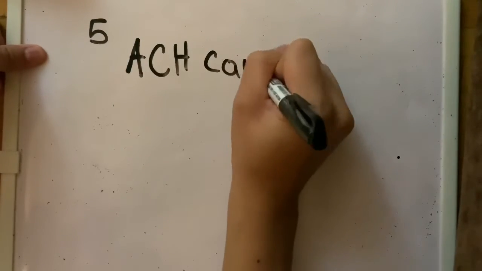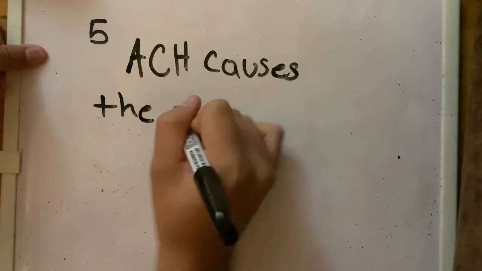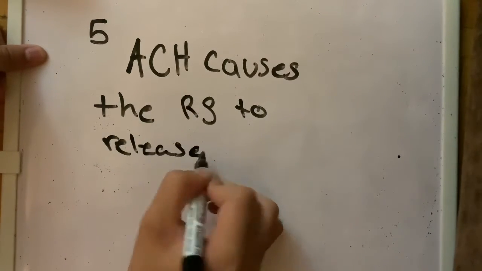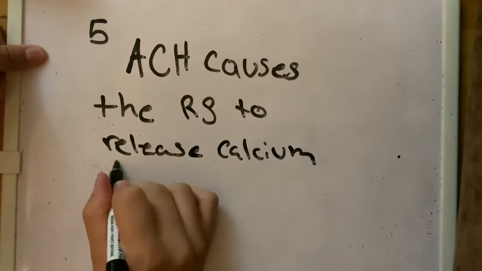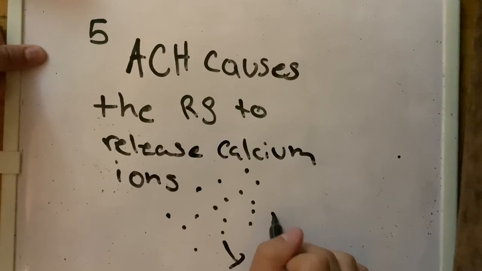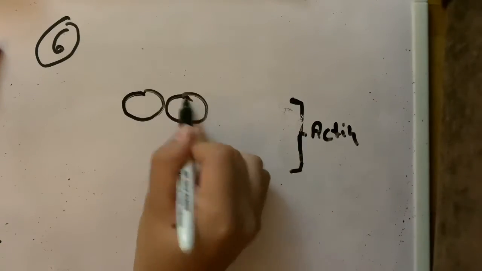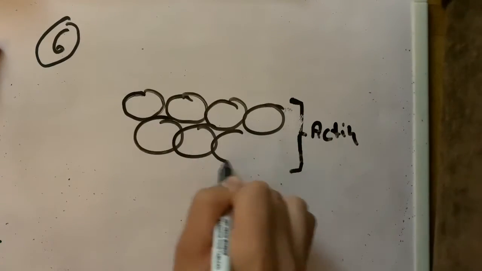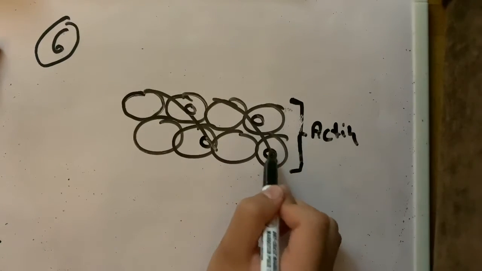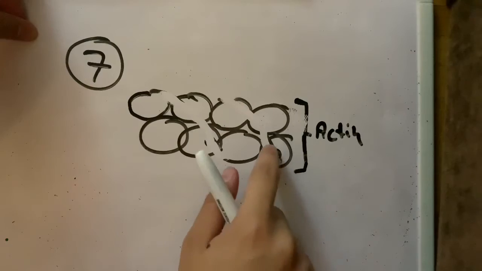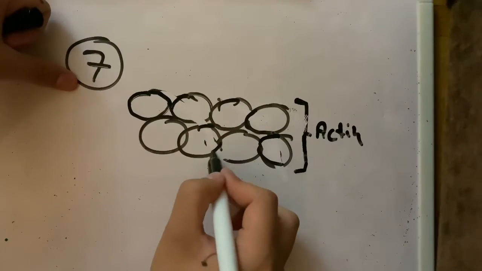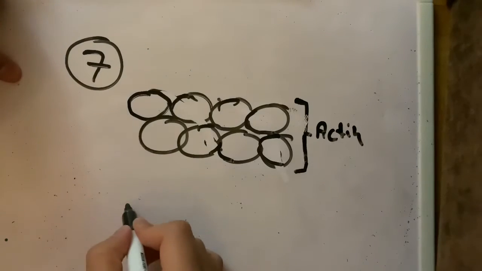In step 5, the ACH causes the sarcoplasmic reticulum to release calcium ions from the terminal cisterna. The calcium ions then find their way to the attachment sites on troponin, which are located on the actin's tropomyosin. The tropomyosin swivels, causing the binding sites for the myosin on the actin filament to be exposed.